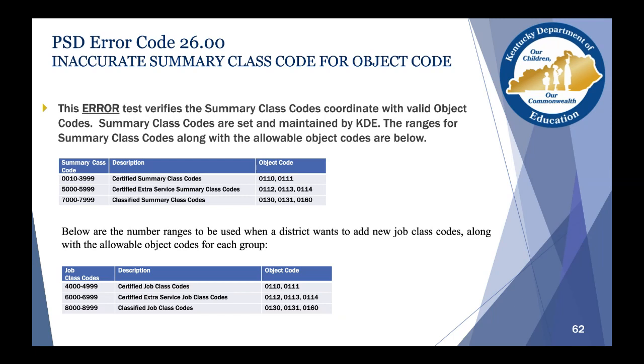Below are the number ranges to be used when a district wants to add a new job class code. So remember, job class codes are set up by your district. They are tied back to a summary class code. And so along with the allowable object codes for each group, here we see 4000 to 4999. You use 1011 and you just follow that grid through. So these are just really good little pieces of information to have at your fingertips should you receive these errors, and especially error code 26.